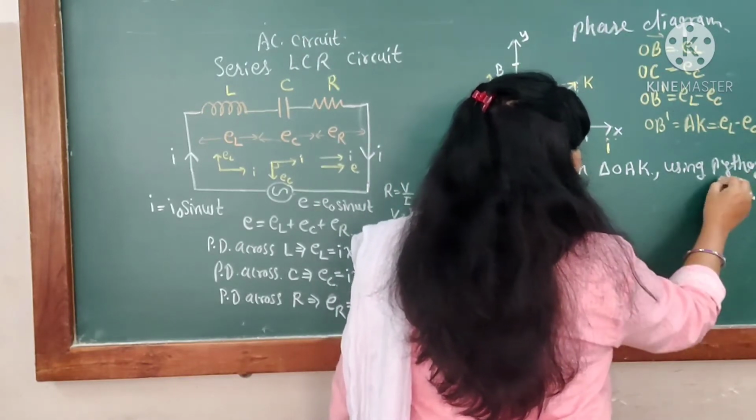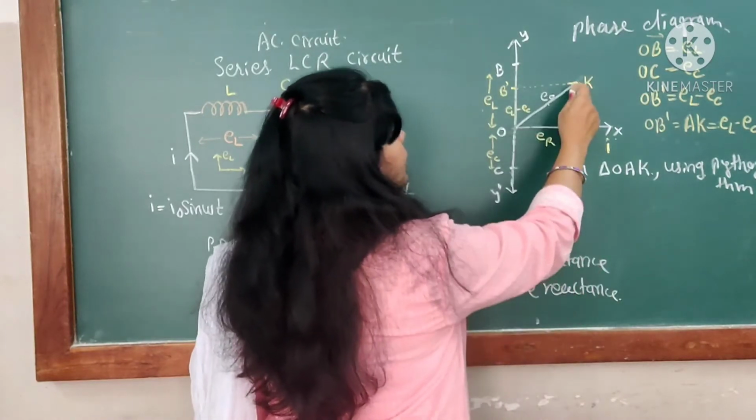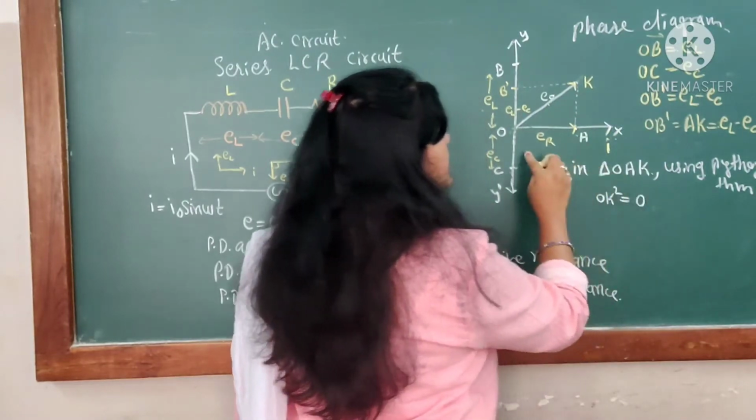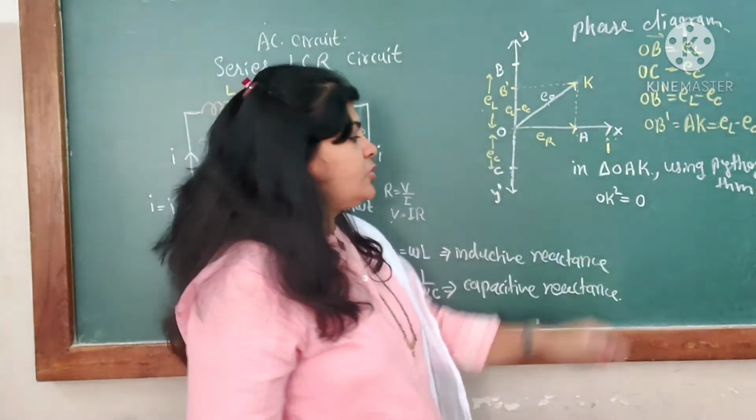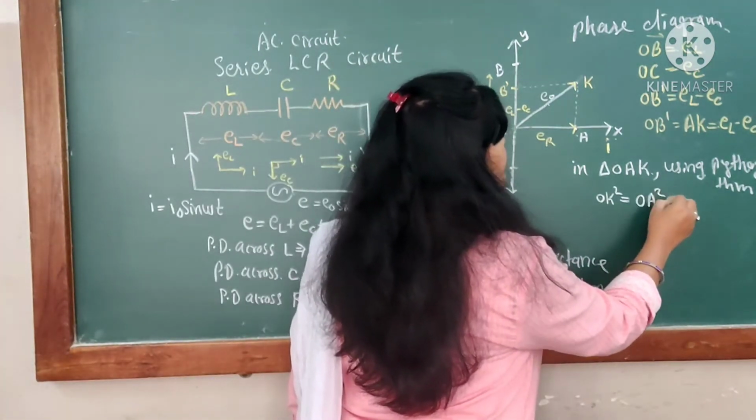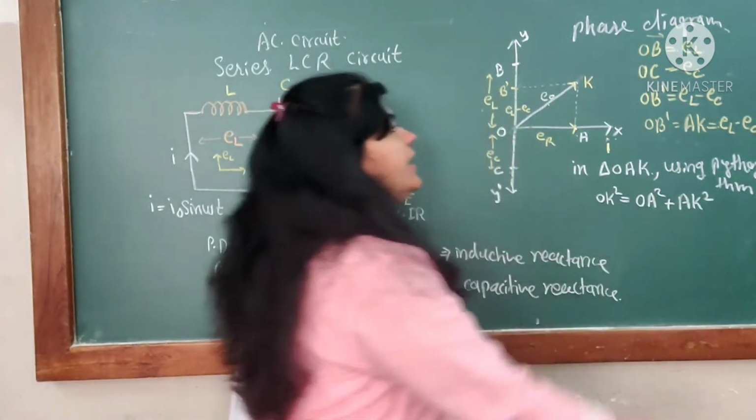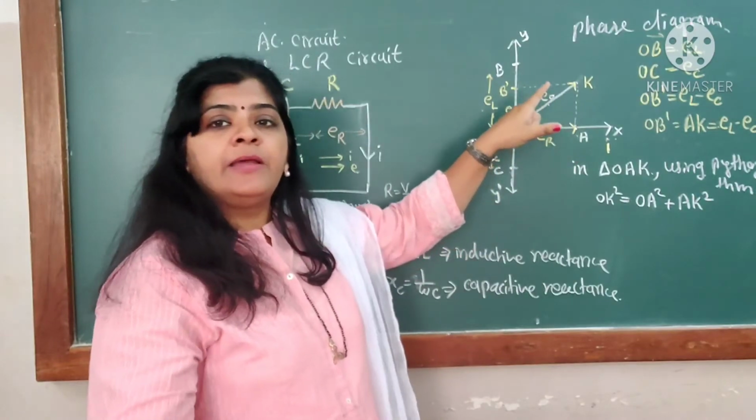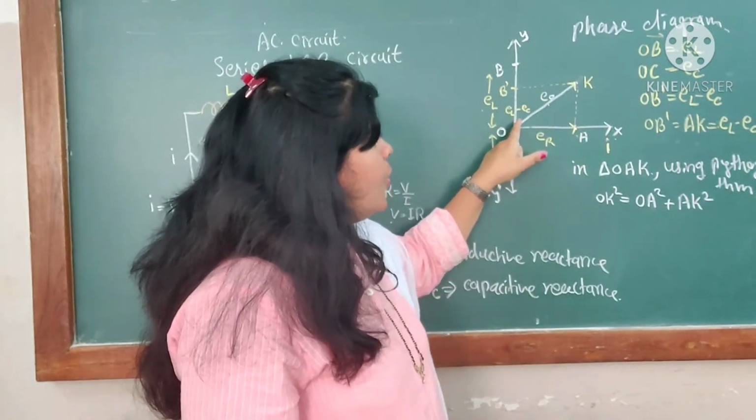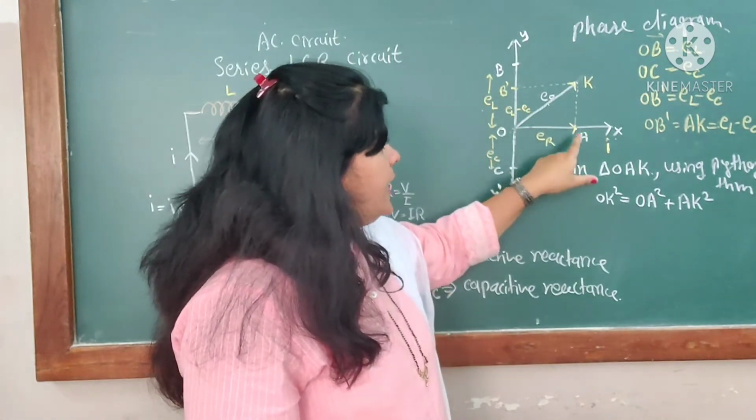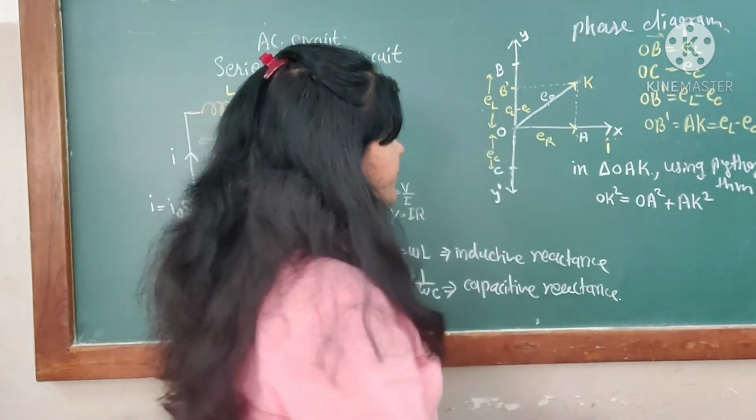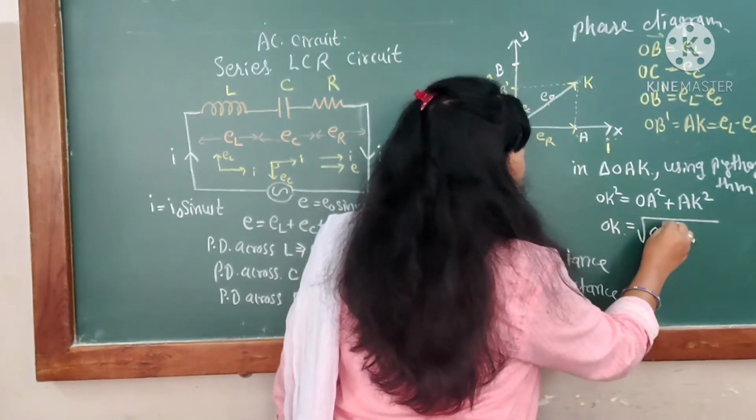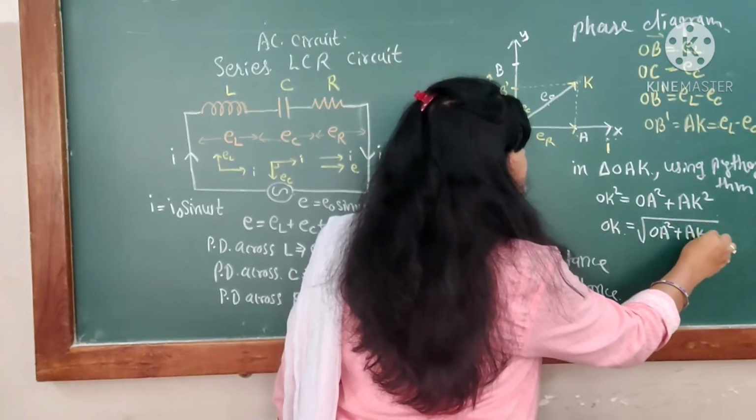Pythagoras theorem, OK square is equal to the remaining adjacent side squares, OA square plus AK square. Here in this triangle OAK, we are using the Pythagoras theorem: OK square is equal to OA square plus AK square. Then OK is equal to the square root of OA square plus AK square.